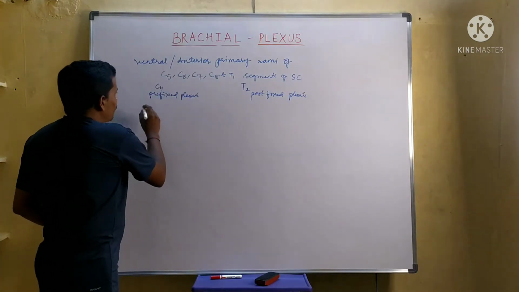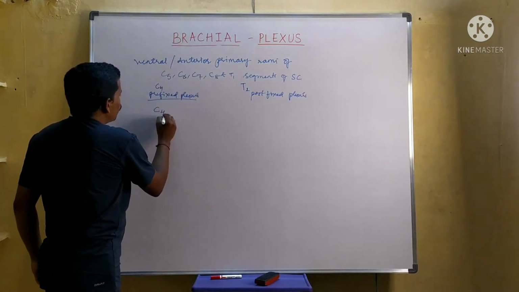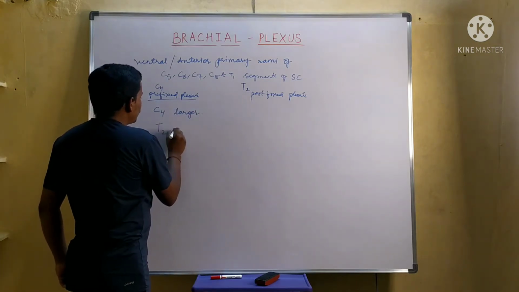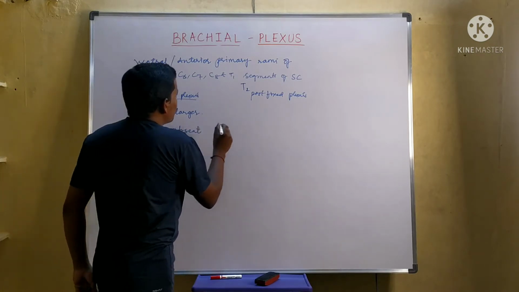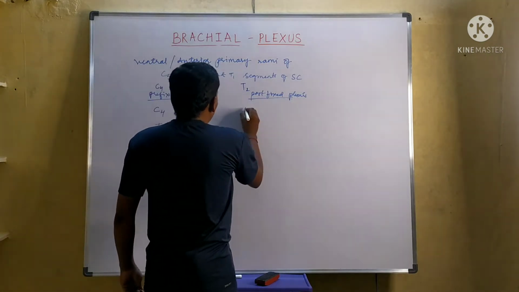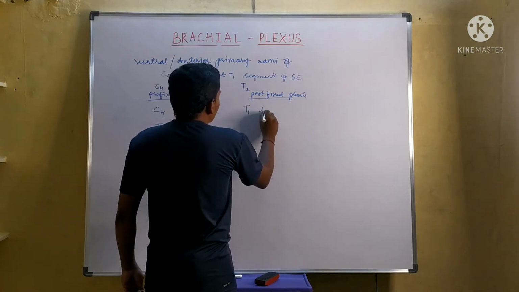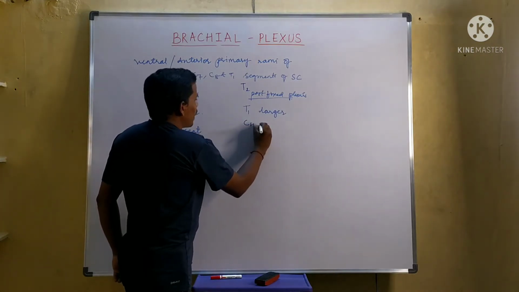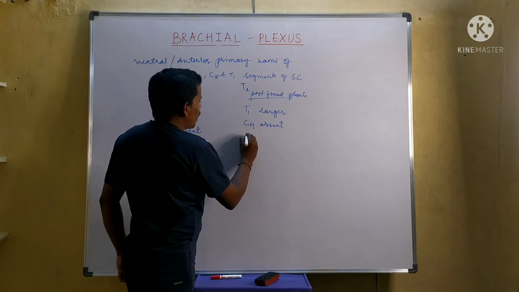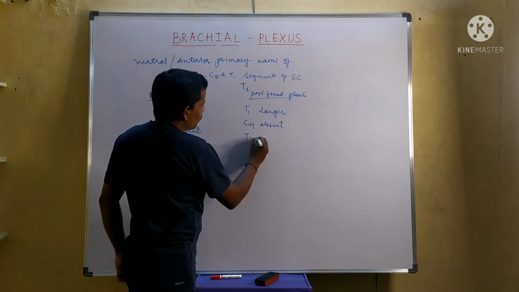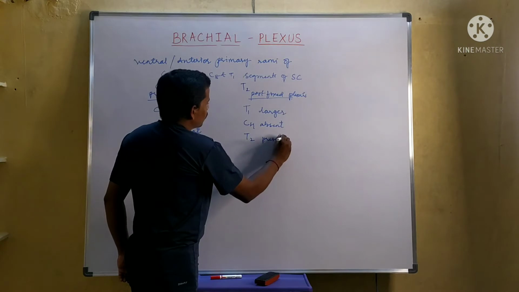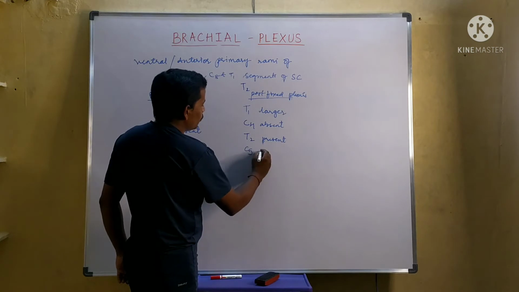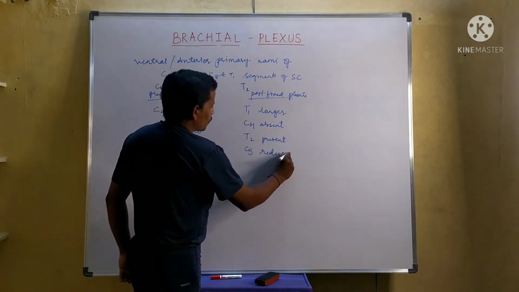In a prefixed plexus, the C4 contribution is larger and T2 is absent. In a postfixed plexus, the T1 contribution is larger and C4 is absent, and T2 contribution will also be present. Definitely it will be present because it is a postfixed plexus, and C5 contribution will be reduced.